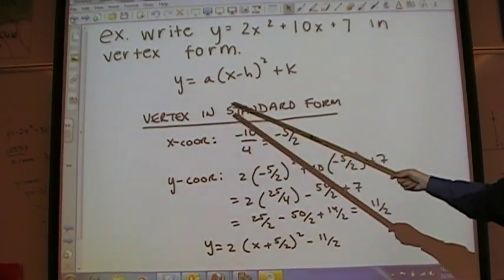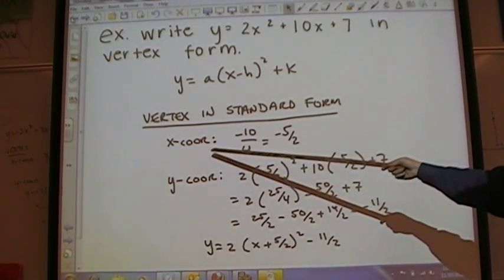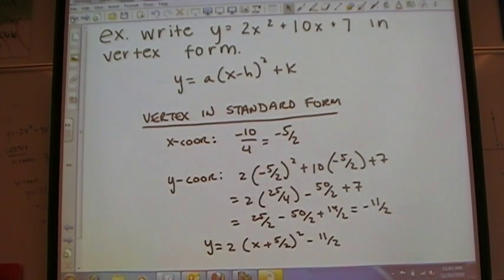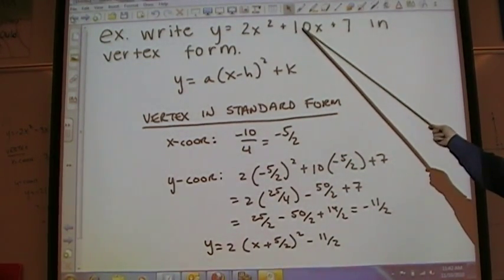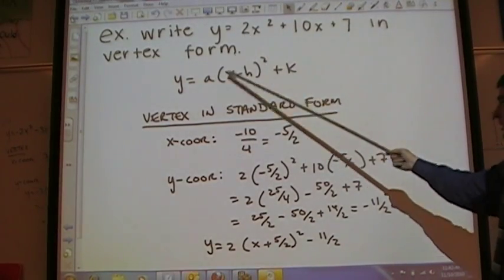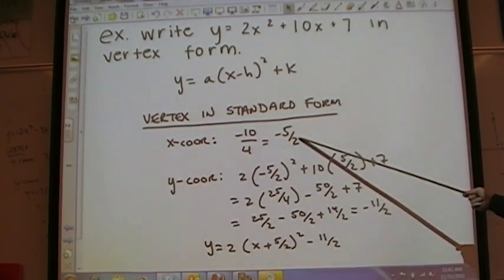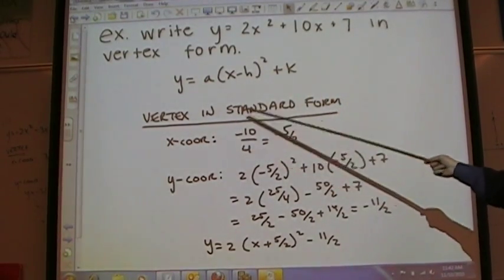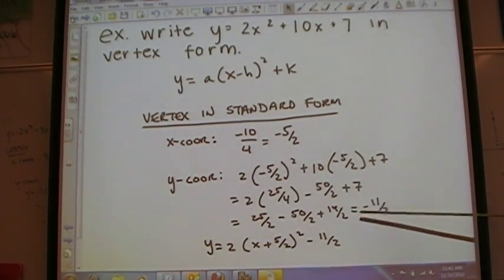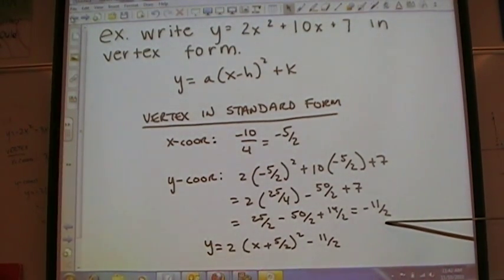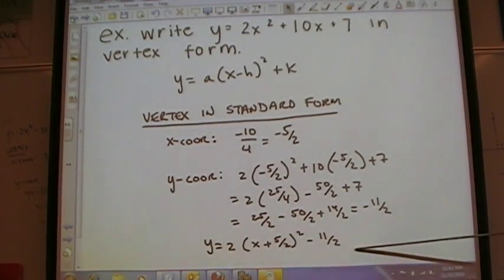And we do that just like we did in the last lesson. Find the x coordinate of the vertex. What's the formula? Negative b over 2a. So what's negative 10 over 2 times 2? Negative 5 halves. Plug that in for x up here, and you should work all this out to come out to be negative 11 halves. And here's your final equation.